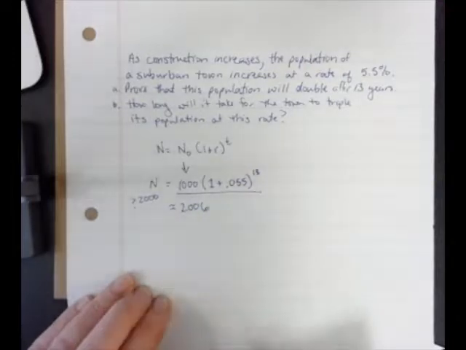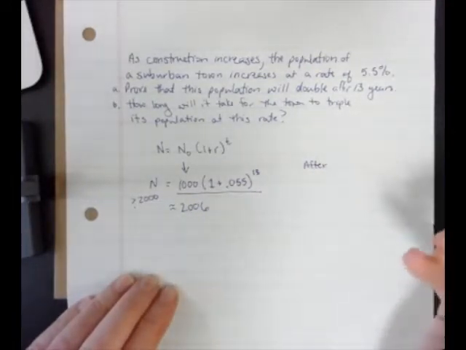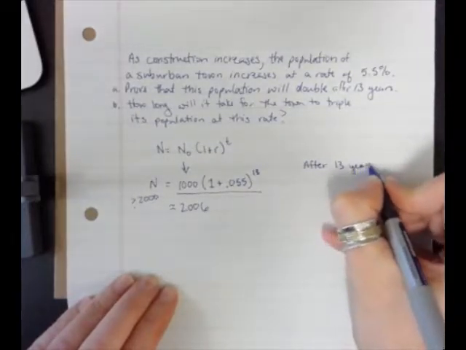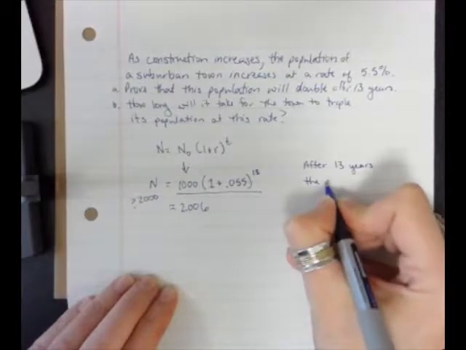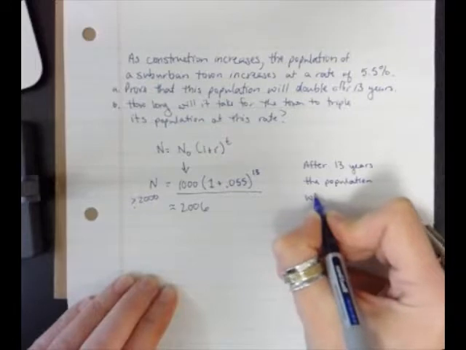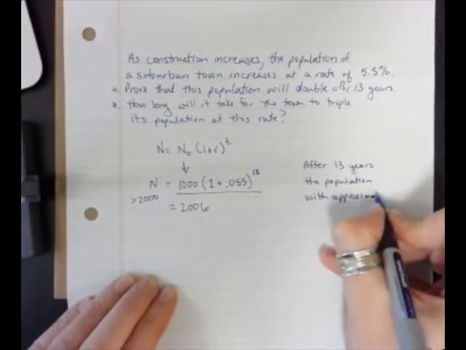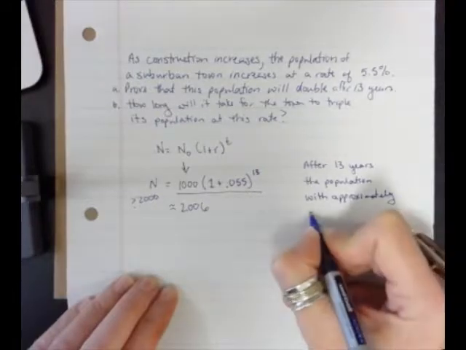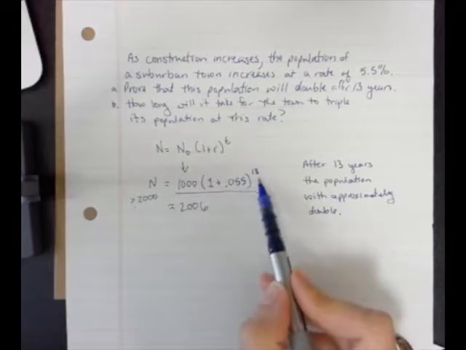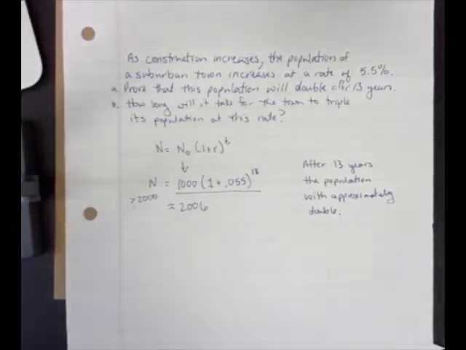It means after 13 years, and here's my statement I want you to be able to make: after 13 years, the population will approximately double. Okay. Now we can find what this is exactly, right? Because this is 6 people over the doubling, all right? But we're not going to do that. Well, yeah, let's do that.